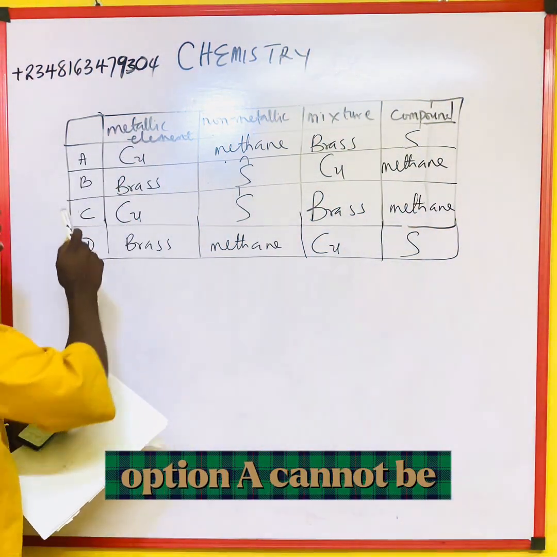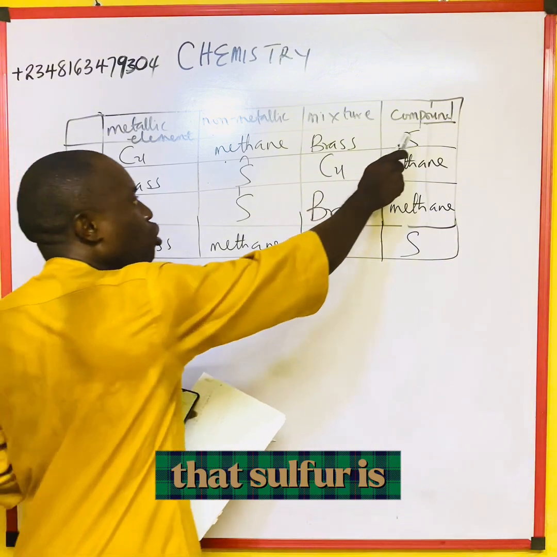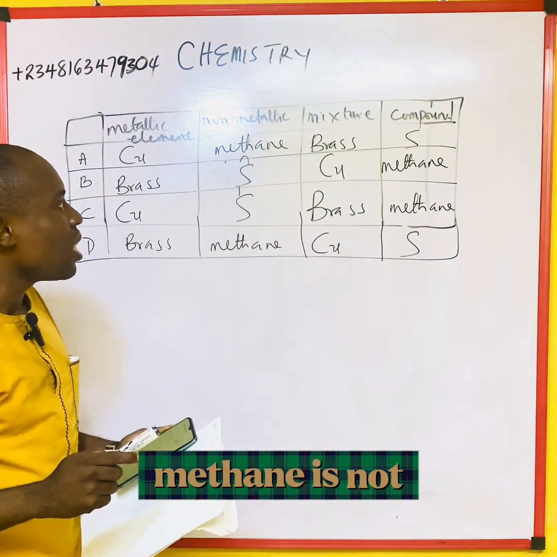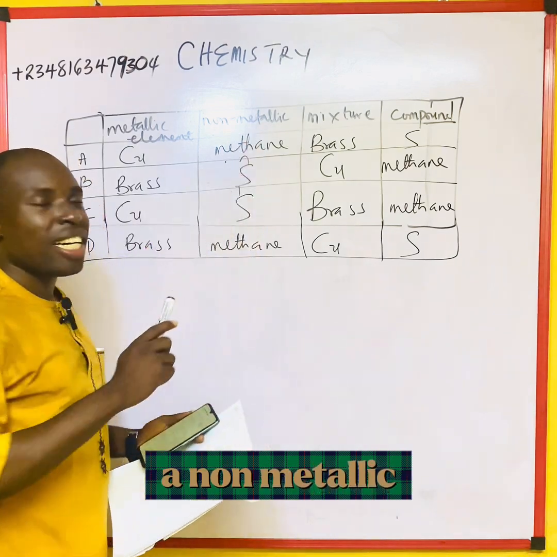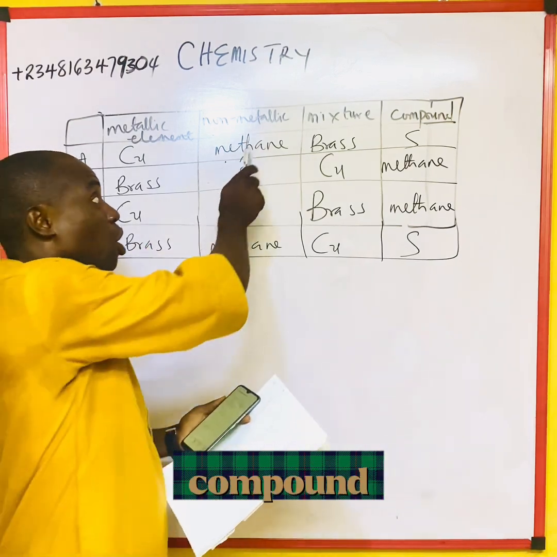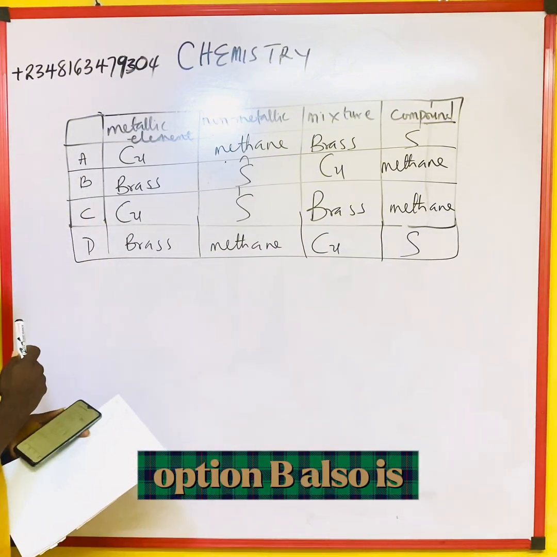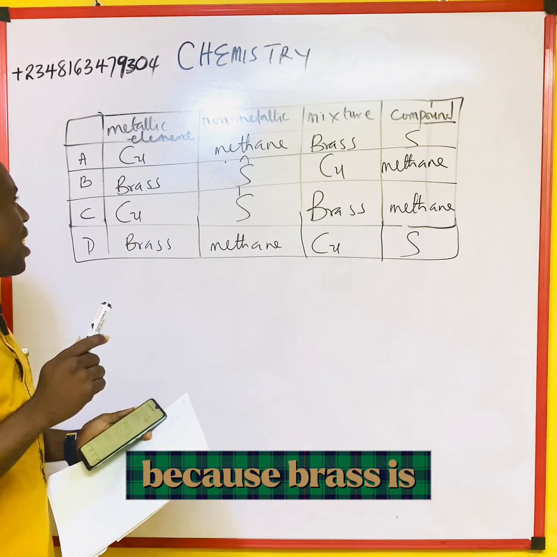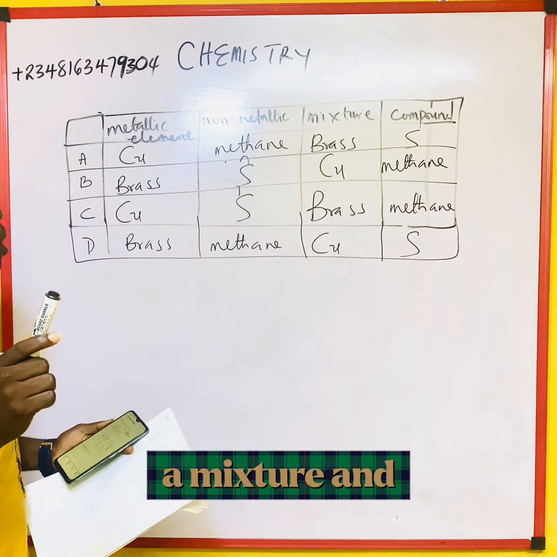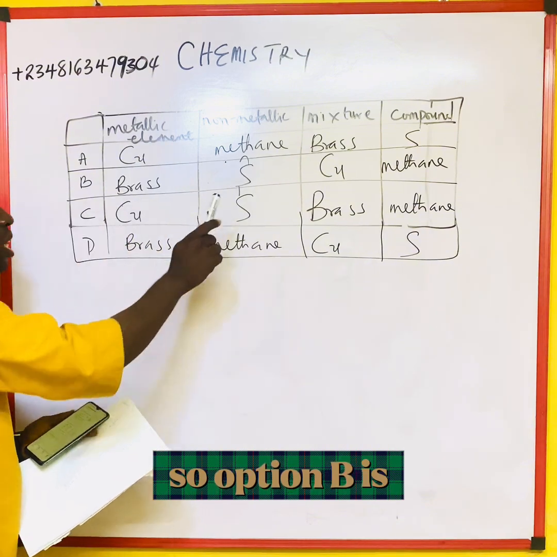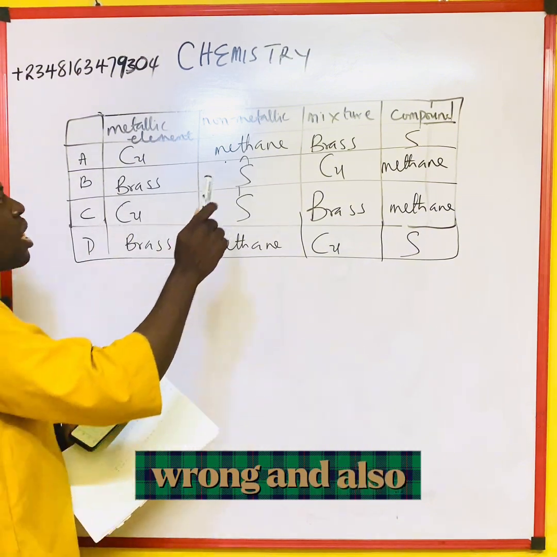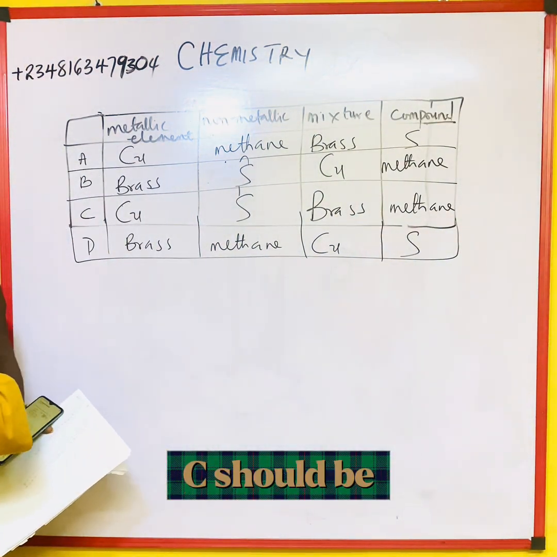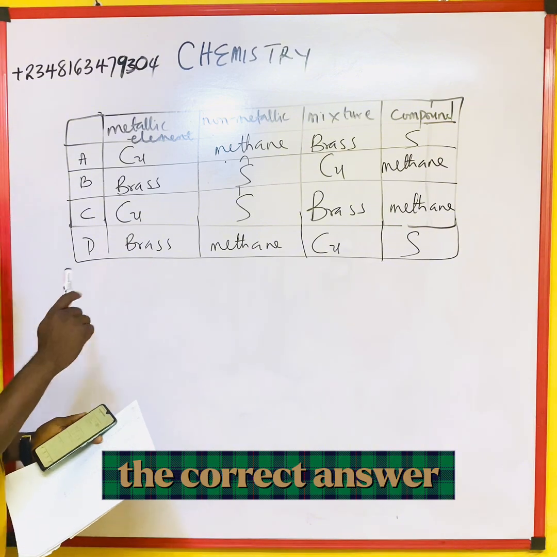First of all, option A cannot be correct. The reason being that sulfur is not a compound but an element. Methane is not a non-metallic substance but a compound. Option B also is not correct because brass is a mixture and not metallic. So option B is wrong. And also copper is not a mixture, right? So option C should be the correct answer.